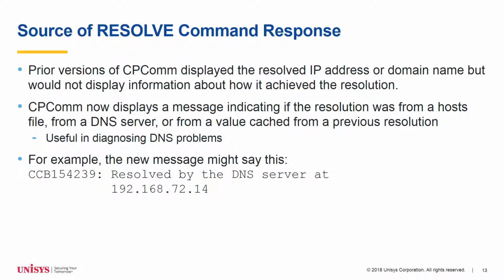providing incorrect information. With this new feature, CPComm displays information about how the query is resolved. If the local host file provided the resolution, CPComm states that. If a DNS server provided the resolution, CPComm displays the IP address of that server. If the resolution comes from CPComm's internal DNS cache, CPComm displays that information and also provides information about the original source of the resolution.